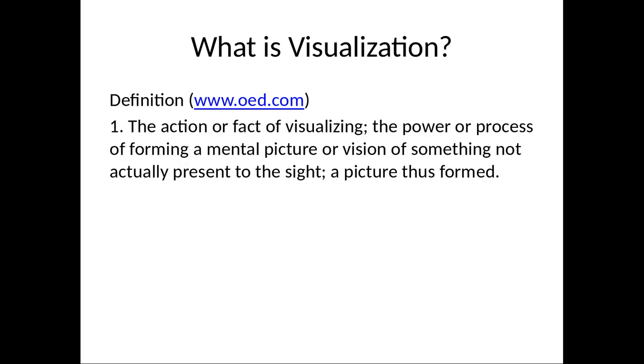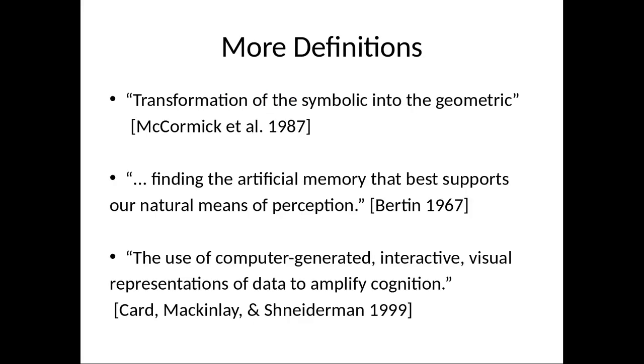Okay, let's see some definitions. The OED.com defines visualization as the action or fact of visualizing, the power or process of forming a mental picture or vision of something which is not actually present to the sight. So thus a picture is formed. McCormick defines visualization as transformation of the symbolic into the geometric. Burton defines visualization as finding the artificial memory that best supports our natural means of perception. So, for example, we can perceive a huge amount of data through our eyes by means of visualization.